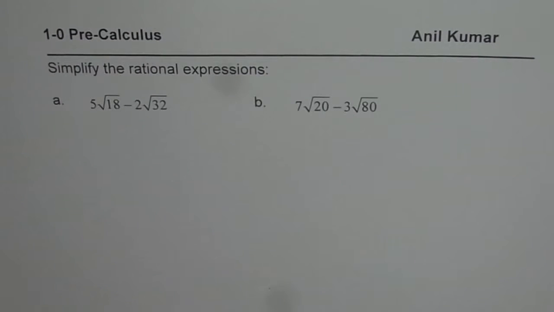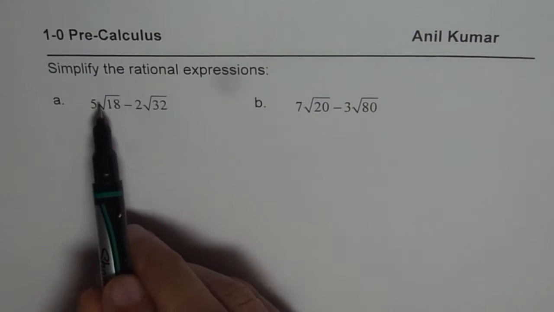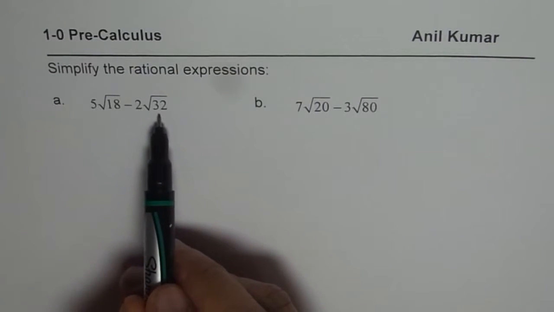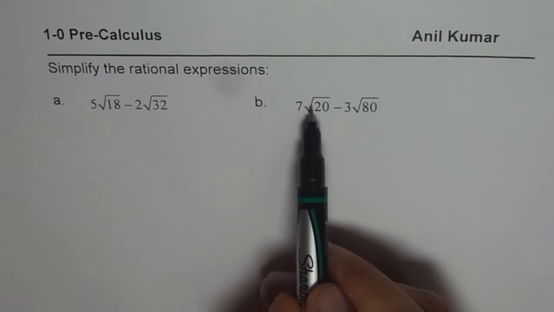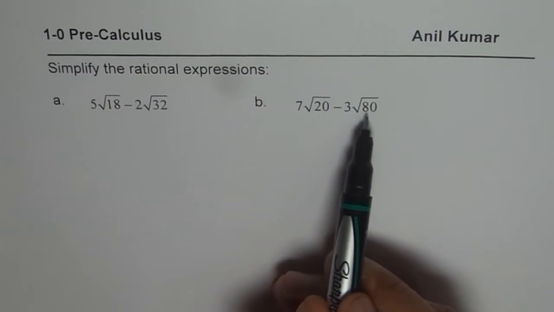I'm Anil Kumar and we are reviewing a few skills which are required for calculus. Here we have two examples. We need to simplify the given radical expressions: 5 times square root of 18 minus 2 times square root of 32, and the second one is 7 square root 20 minus 3 square root 80.